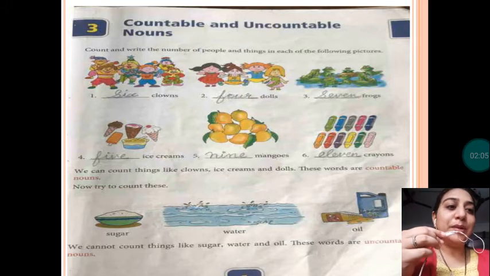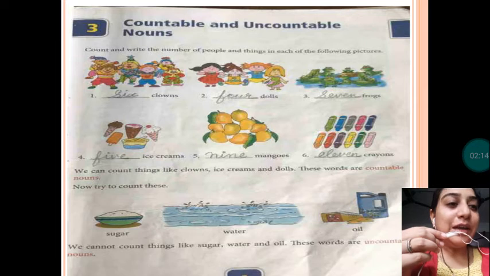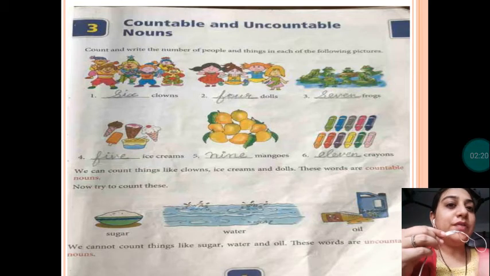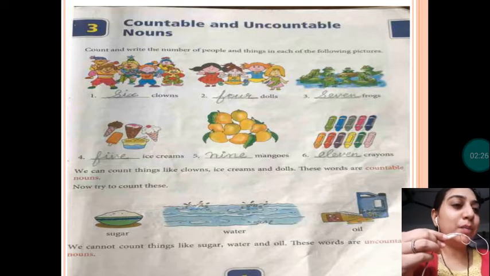So these are countable. Countable nouns again are the nouns which can be counted. You can see these are all countable. You can see crayons. How many crayons are there? 11 crayons are there, so you will write down 11. So we can count things like clowns, ice creams and dolls. So these words are countable.